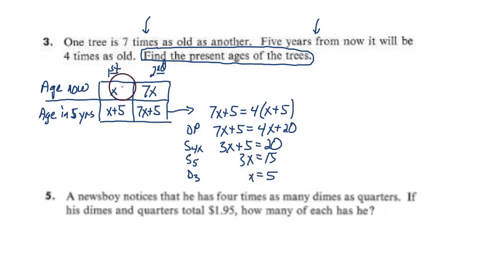Once we know the answer for x is 5, we can see that 7 times x is 35. Make sure you use the proper units of measure when you answer the question. The first tree is 5 years old. The second tree is 35 years old.